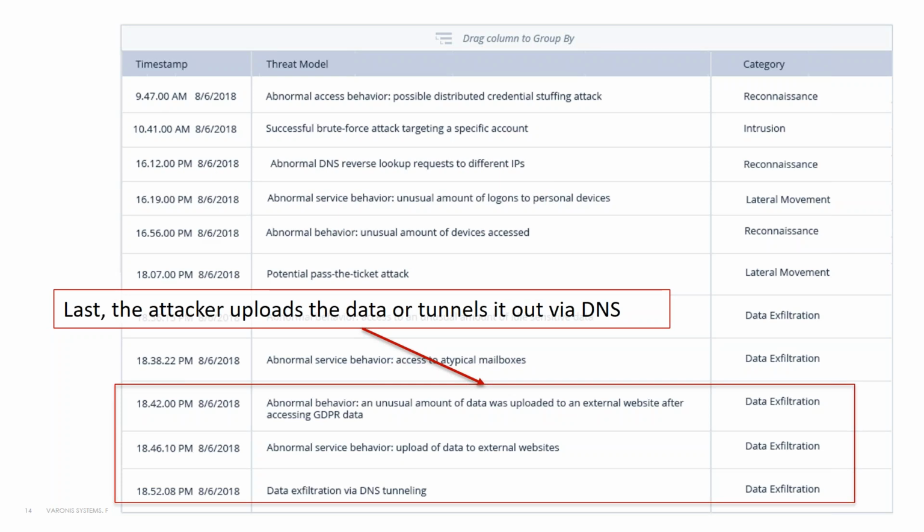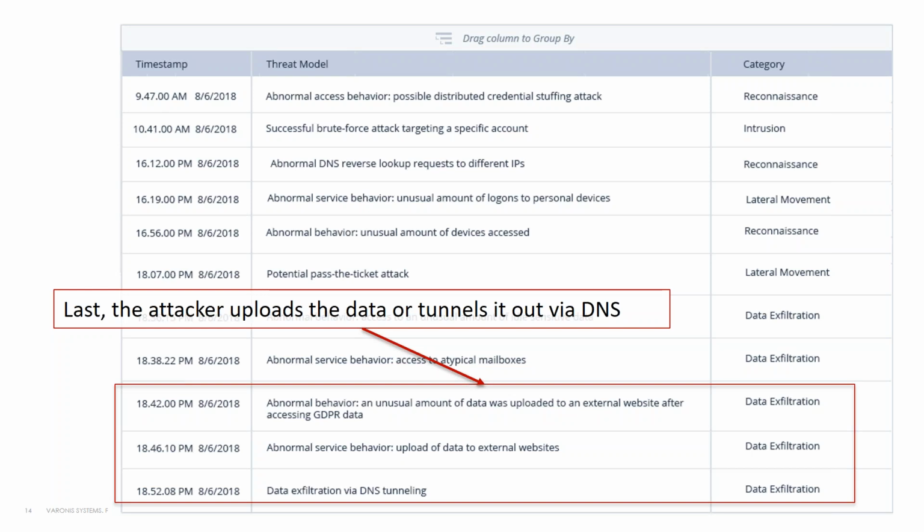So they've gone in, they've had a good poke around, they've managed to up their access, they found where all the data is stored, and then they've managed to get access to your sensitive data, and now they're going to take it out of the company. So that's called exfiltration. So we have these threat models, they're all predefined, and they can identify and spot data when it's being taken out of the network. So we have here abnormal behavior. Unusual amount of data was uploaded to an external website after accessing GDPR data. So this is a GDPR specific threat model. We know that it's GDPR data.